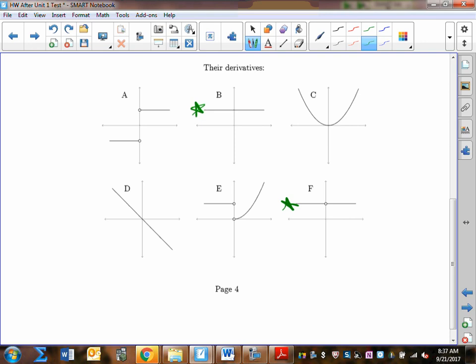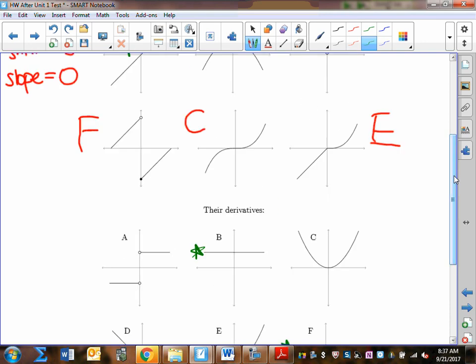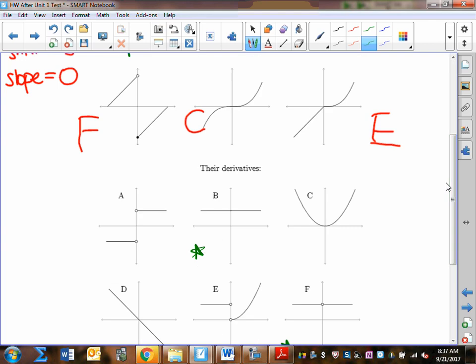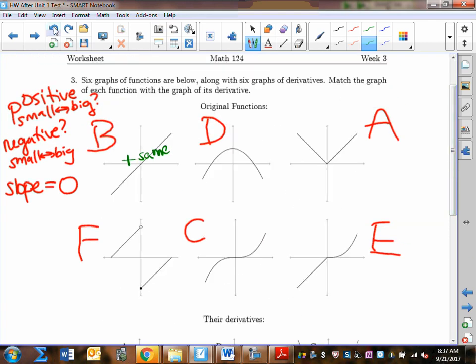Well, can I have a derivative at 0 for this guy? Yeah. My derivative here is the same as it was for everything else. So that's how we know it's B. So then we can use a similar technique for the rest of them as well.